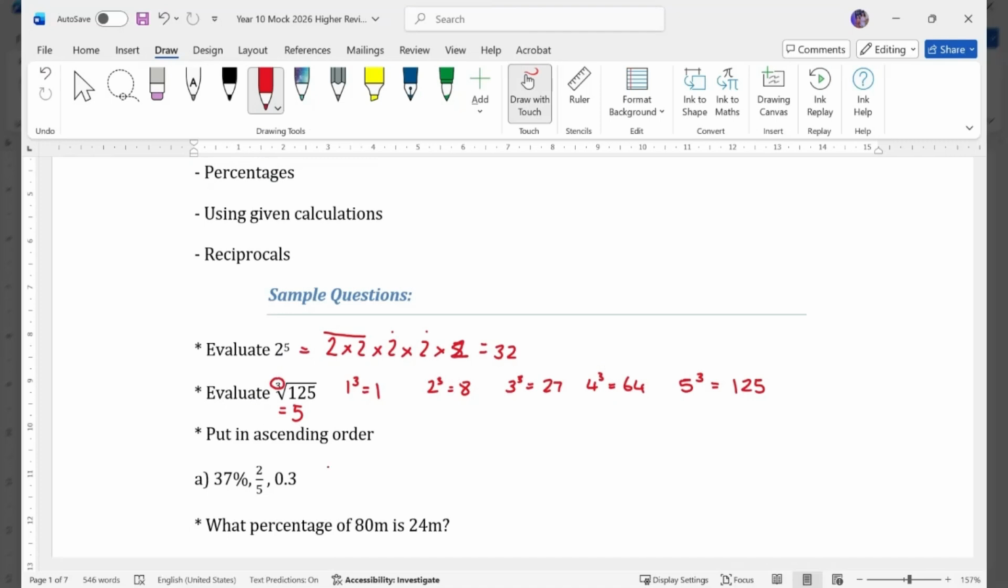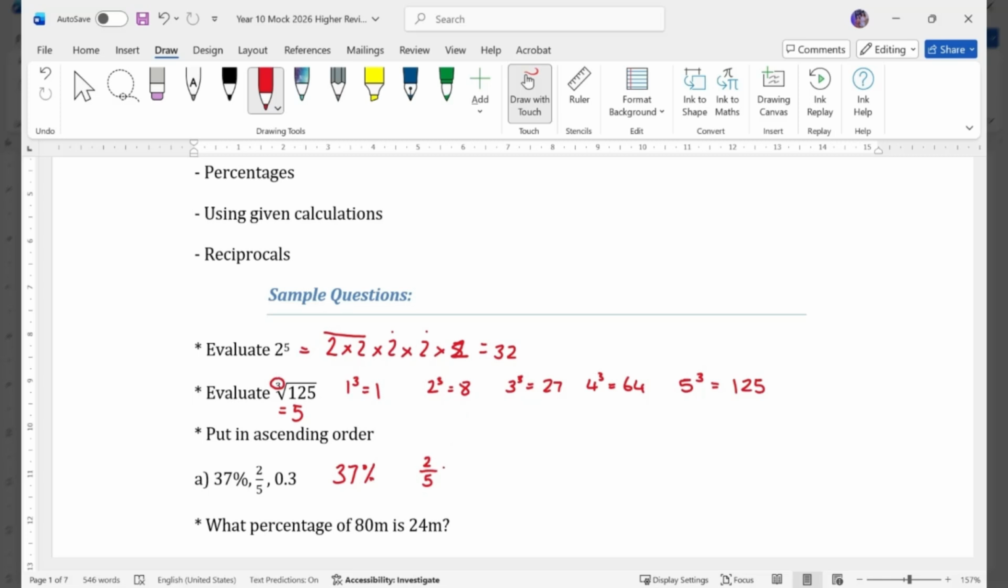Right, put in ascending order. I'd be looking to turn them all to percentages. So 37% can stay as it is. 2/5, I know the word percent means out of 100, right? So if ever I got to convert a fraction to a percent, how do I get that to 100?